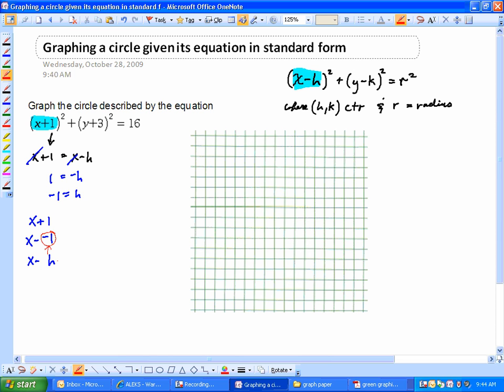So we see the center of the circle has its x coordinate at negative 1. Over here, using that same rationale, this is y minus negative 3, which means k is negative 3. So the center is at negative 1 comma negative 3, and that's where we're going to start.